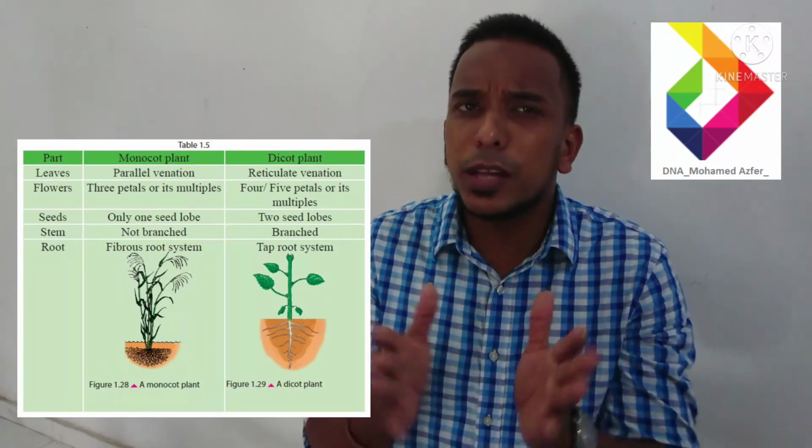Now, let me give a good example for both of these. You can take a coconut tree and a mango tree, or a coconut tree and a jack tree, and you can see the differences between these two. A coconut tree is a monocotyledonous plant, whereas a jack tree or a mango tree is a good example of a dicot plant.